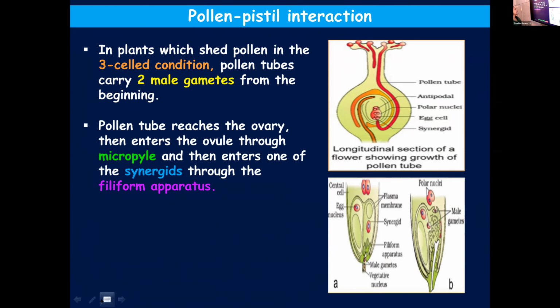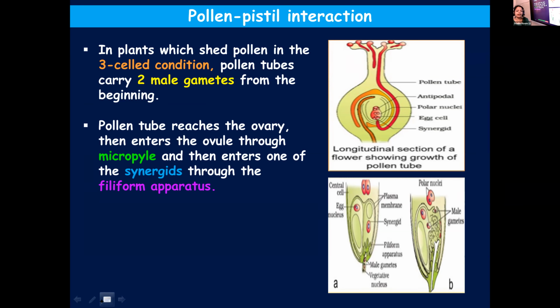Pollen tube reaches the ovary. Then inside the ovary, the ovule is there, and it enters the ovule through the micropylar region that we already learned. The pollen tube will reach the ovule present inside the ovary, and it makes an entry into the ovule through the micropylar end. And we also learned about some specialized cells.